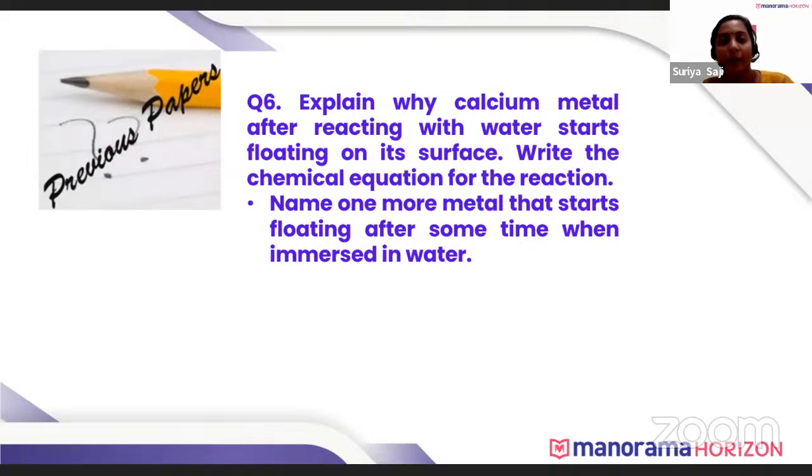Yes, and you are correct. In the case of hydrogen, bubbles. In the case of calcium, it reacts with the water. We will get hydrogen. So over the hydrogen bubbles, calcium will be floating. Same with magnesium also. Very good.